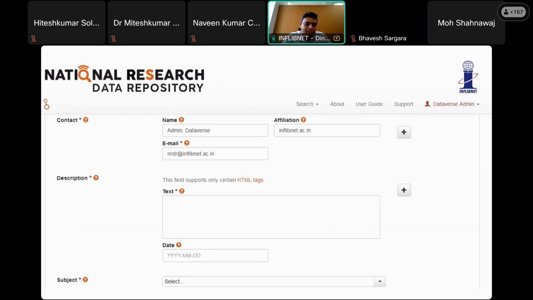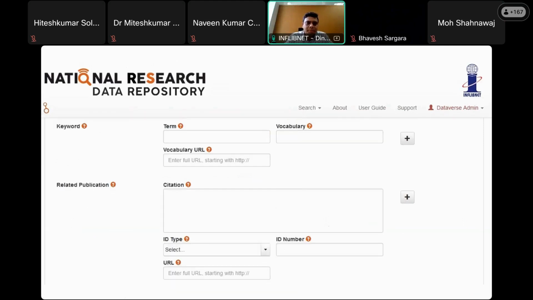Now the individual user has to submit the contact information. The subject area is the broad subject area. Like in the previous slide, I gave social science, astronomy, and those kinds of subject areas you can assign, so that people can easily browse based on the subject area. Once you add all that information, you can also add keywords and the related publication. Like you already have a publication published somewhere, and for that publication you are going to add some citation.